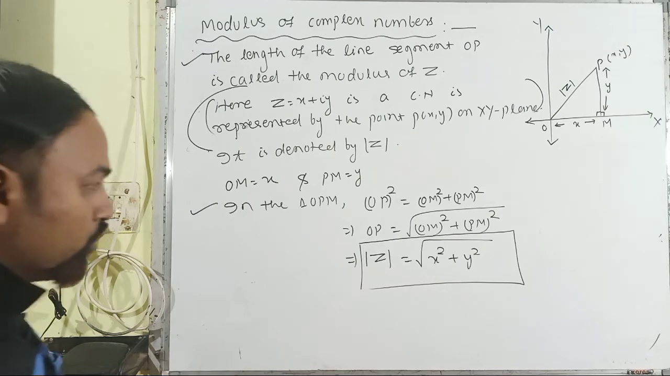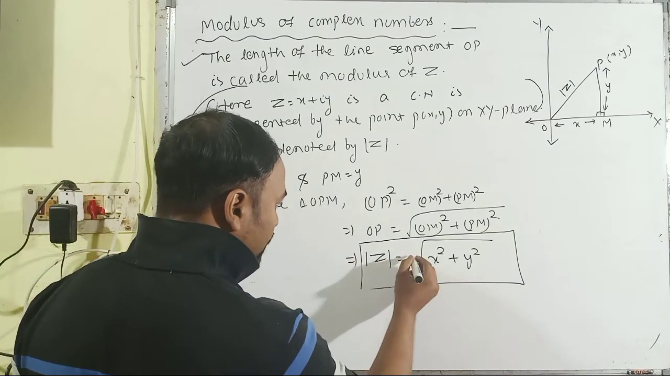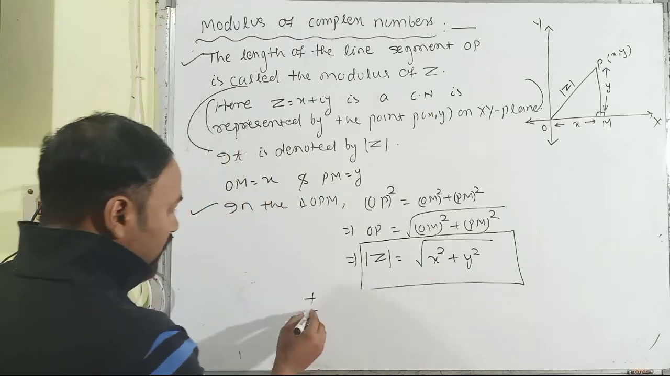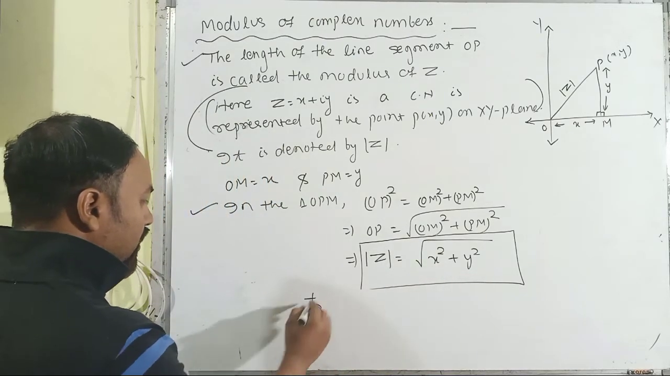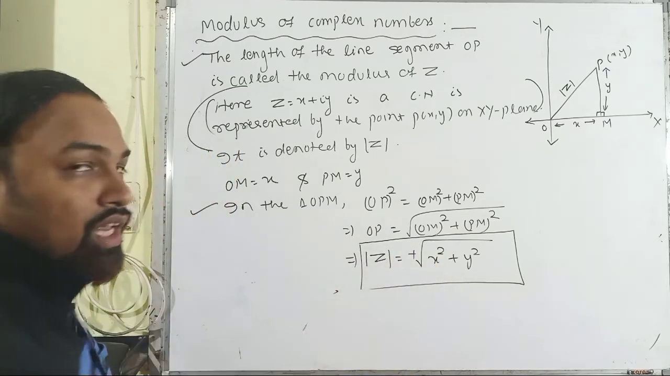You may have a question: if there is a square root sign, is there any positive or negative? There will not be any negative sign, it will carry only the positive sign because length is never negative.